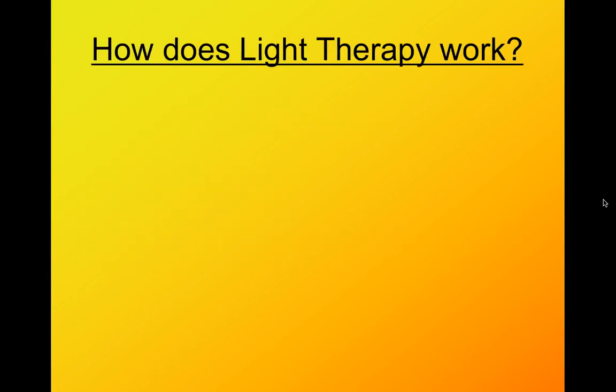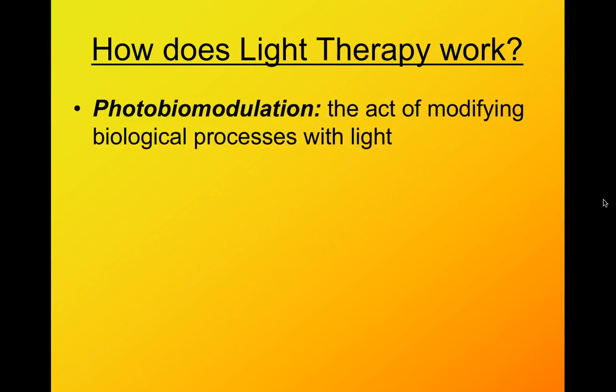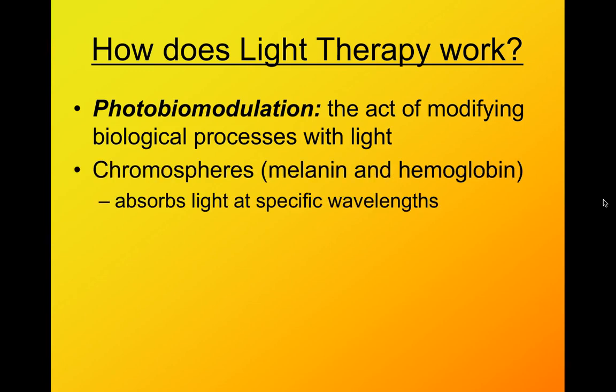So what are we talking about with light therapy? We are talking about photobiomodulation, which is the act of modifying a biological process with light. What happens is in your body we have these molecules called chromophores, which are molecules that react to light. The two most typical ones are melanin and hemoglobin. And they absorb light at very specific wavelengths, which is why the wavelength of your laser or light therapy unit could affect what type of treatments you have.